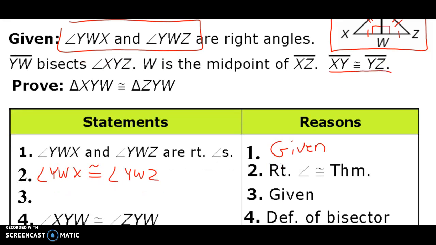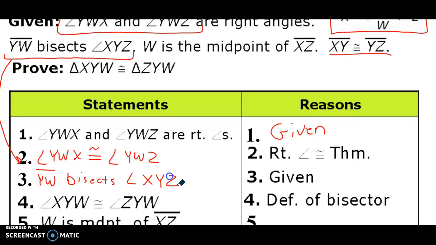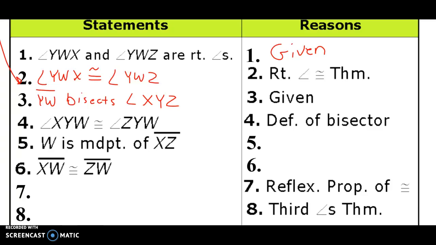They kind of split the given up. See how they only talked about the right angles? There's a lot in the given, but they're kind of splitting it up as we talk about it. So you can see that step 4 is talking about an angle bisector. So I'm gonna take the bisector given and copy it down here. So YW, segment YW, is bisecting angle XYZ. W is the midpoint. That was another given.